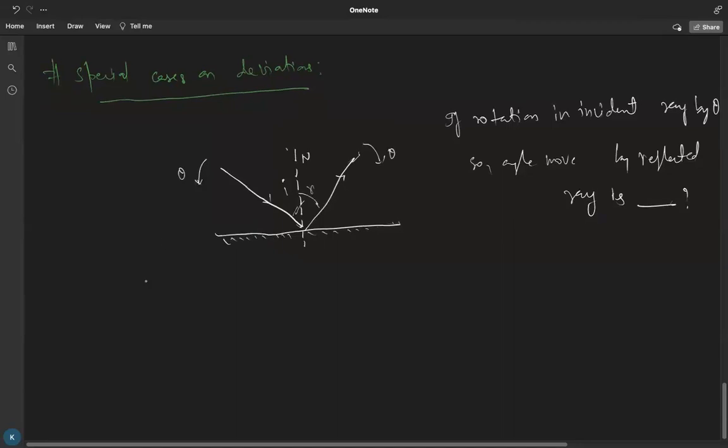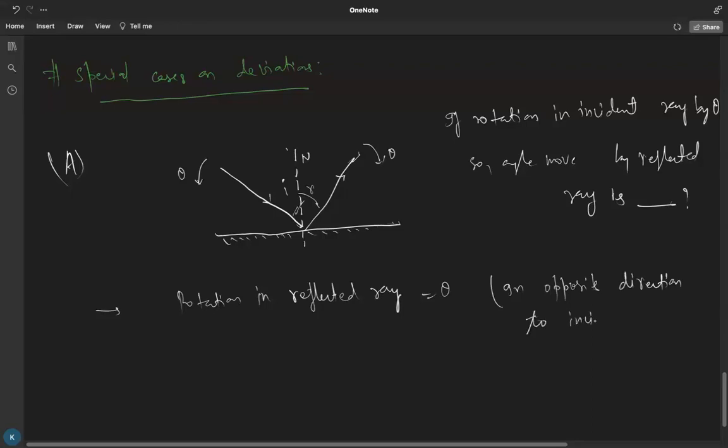But there is a thing: to obey the laws of reflection, the rotation is in the opposite direction. If you rotate the angle of incidence in clockwise direction, the angle of reflection is rotated in anti-clockwise direction. You can call this case A. So the rotation in the reflected ray is equal to theta, but it is in the opposite direction to the incident ray.